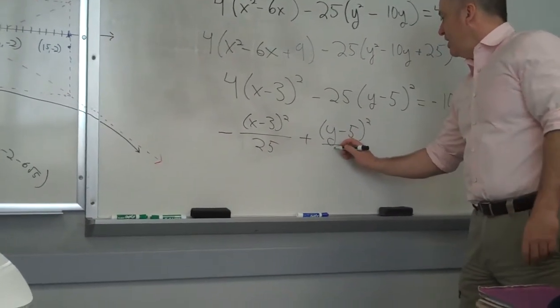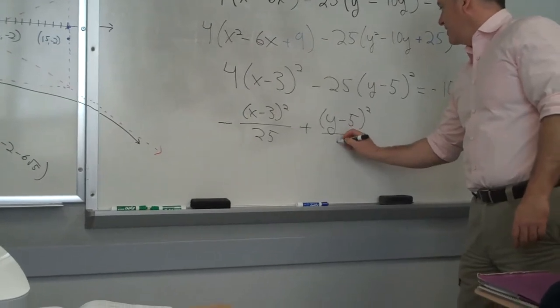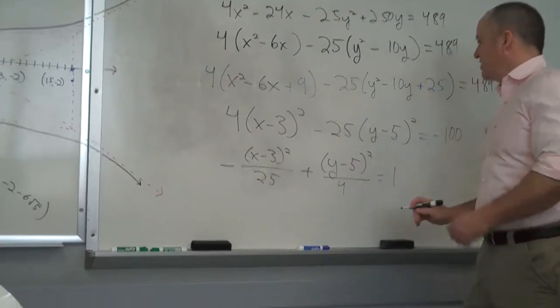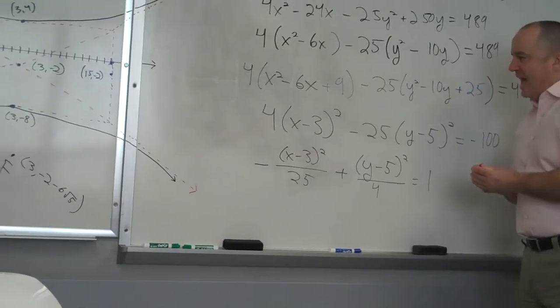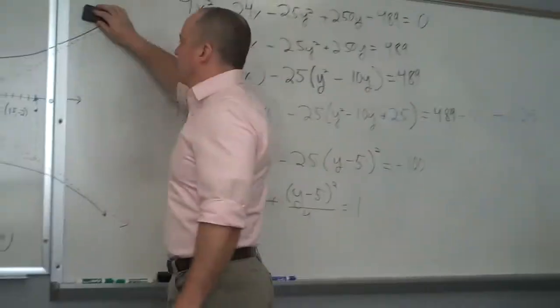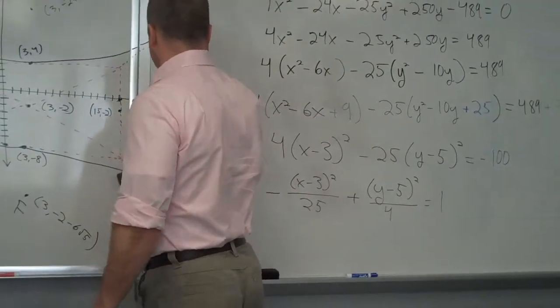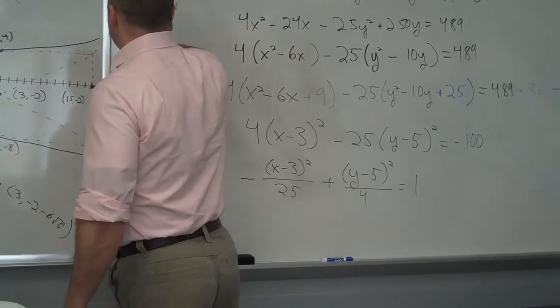Okay. So, let's see. Now this is over 4 and it equals positive 1. Okay, so now what we have, after all that algebra and completing the squares, is this. Now we have to graph it.